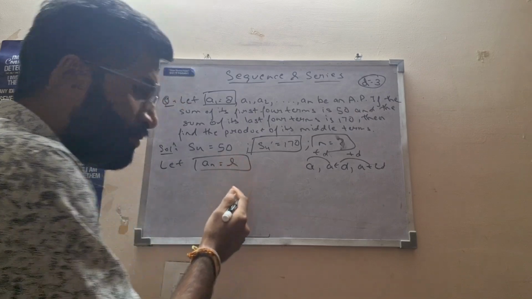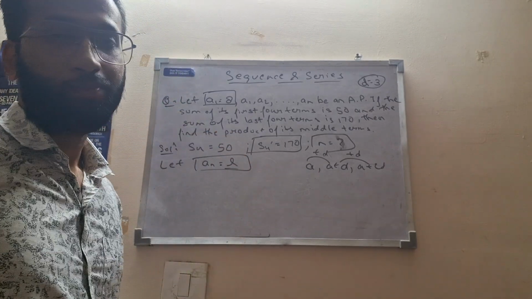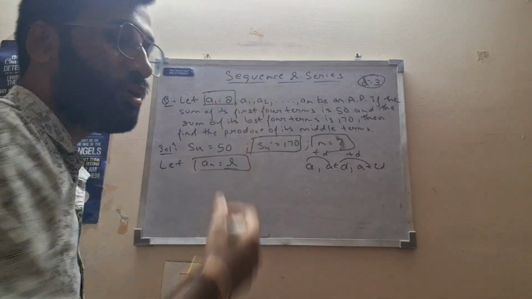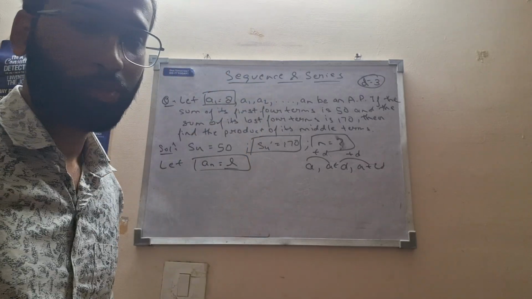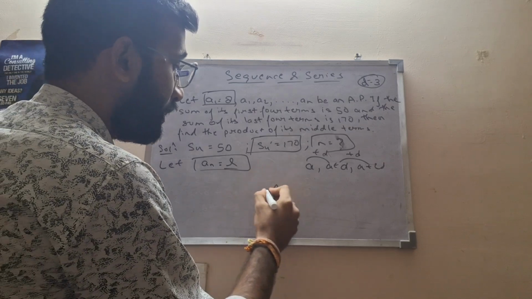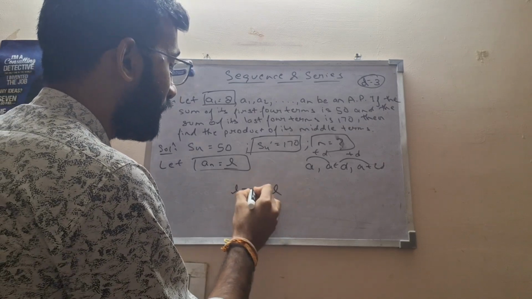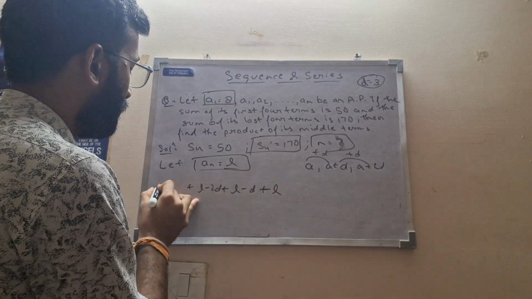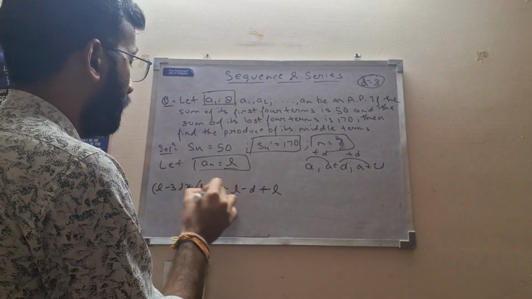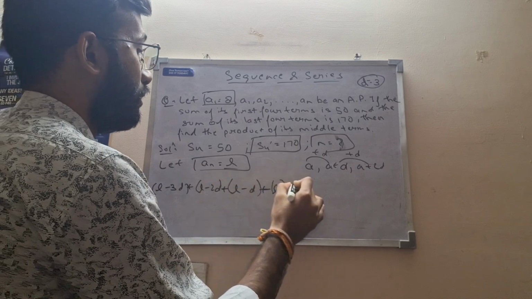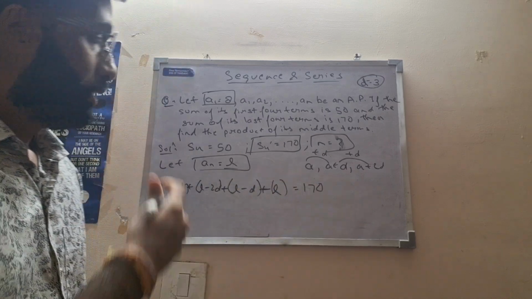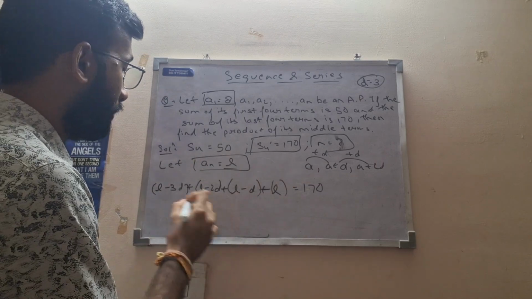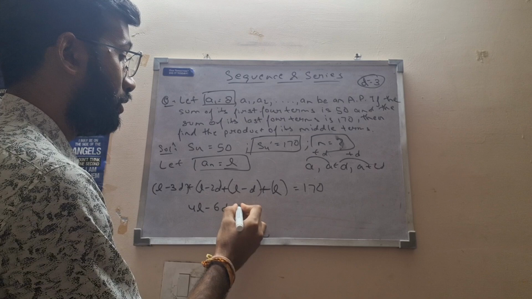Okay, so if we move backward, that is, L is the last term, then we have to subtract the d, because it will also follow the AP. It is the last 4 terms of the AP. So if L is the last term, then its previous term will be L - d. Its second previous term will be L - 2d, and its third previous term will be L - 3d. Equal to 170. So we have to add these: 4L - 6d = 170.